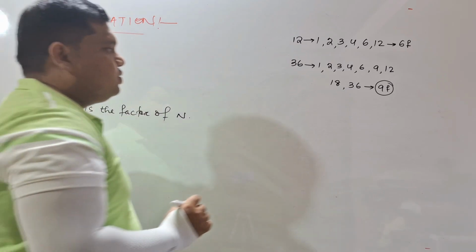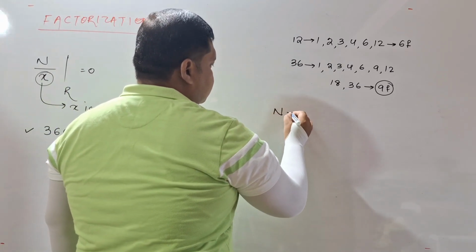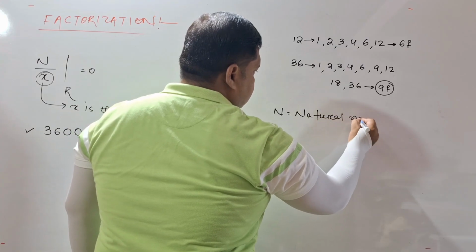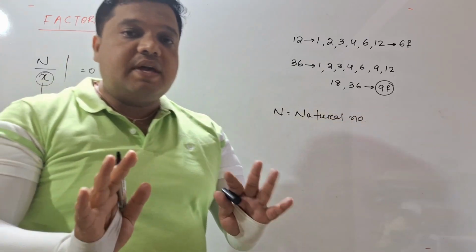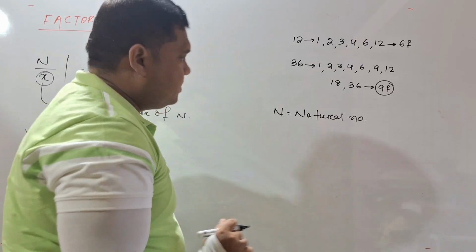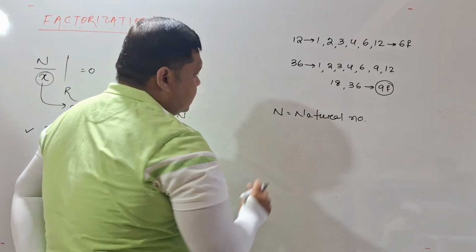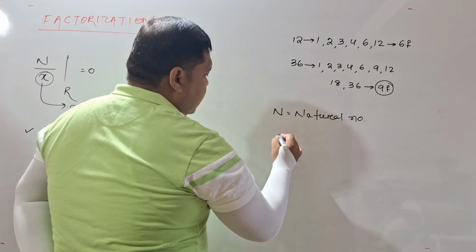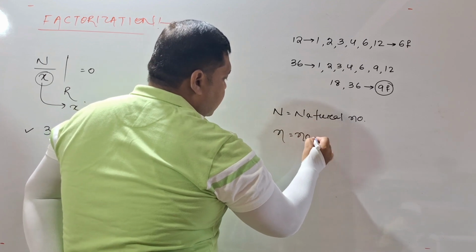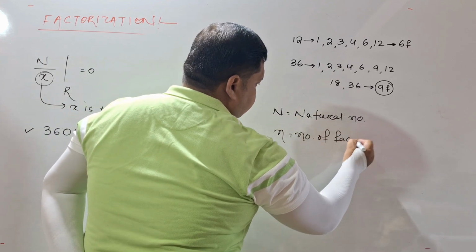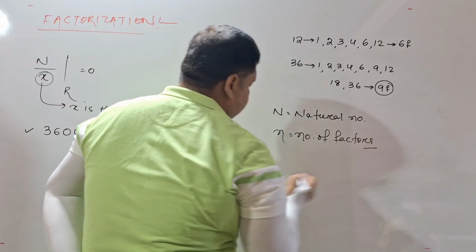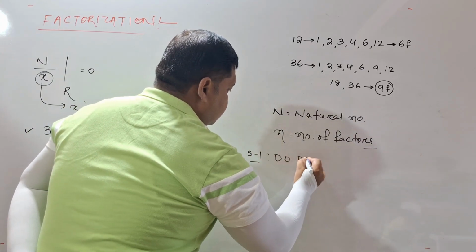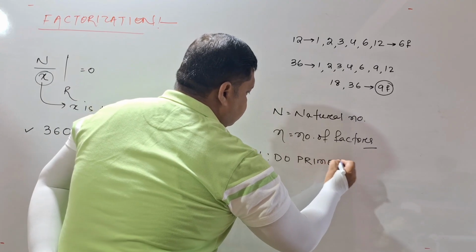So for any natural number, let's say n is the natural number given in the question, and don't worry, I will solve the PYQs also, the last 5 years of PYQs from this chapter. Let n be the natural number and we are going to find the number of factors. Small n stands for the number of factors. So how to find this? Step number 1, you do prime factorization.